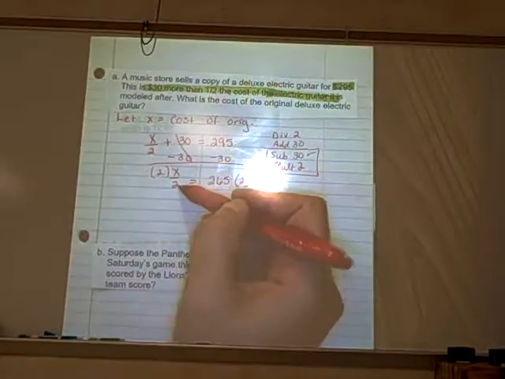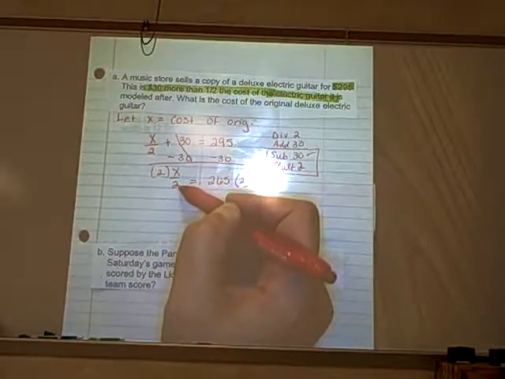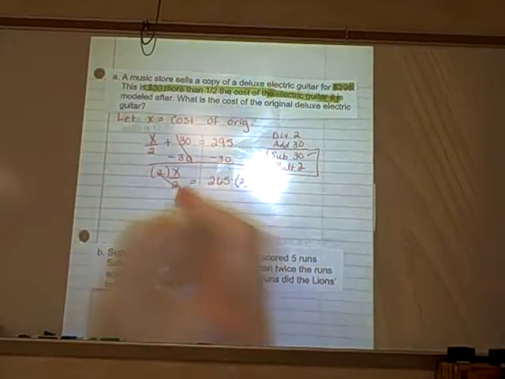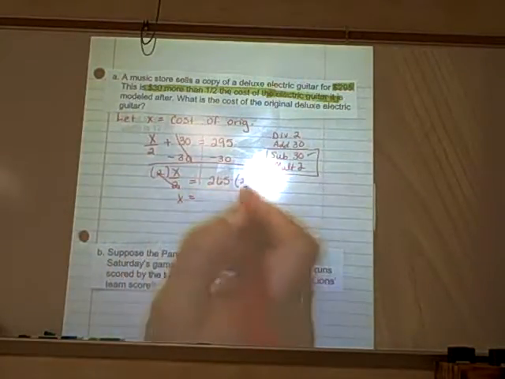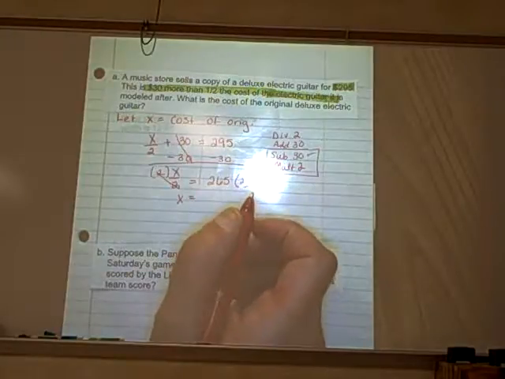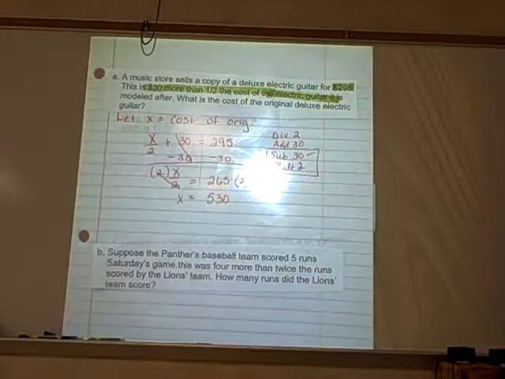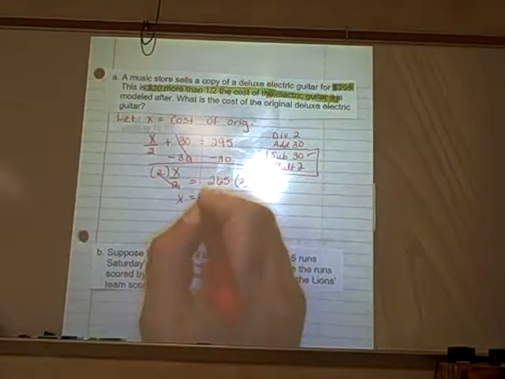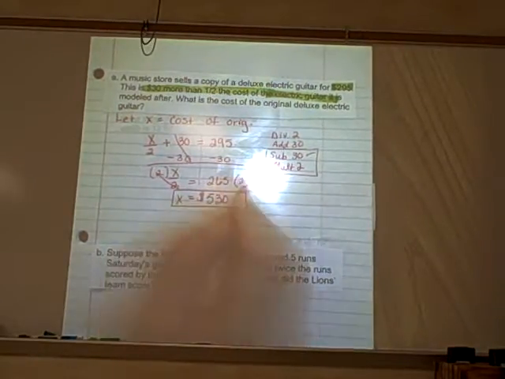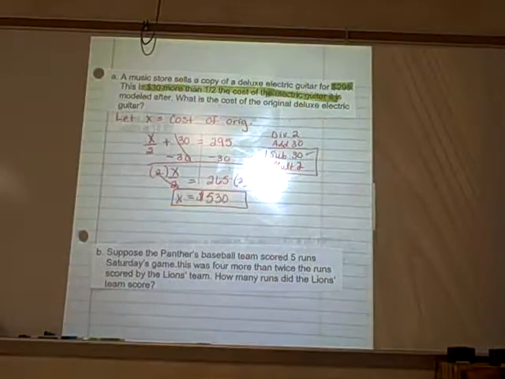The only time you're multiplying is if the variable's on the top and there's a number on the bottom like a fraction, because this cancels out to x equals 265 times 2. What do you get? 530. Dollars. That's how much it costs. $530. Probably not that realistic for an electric guitar. Most word problems aren't really that realistic, just so you know.